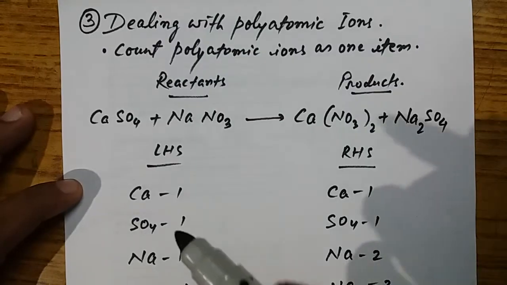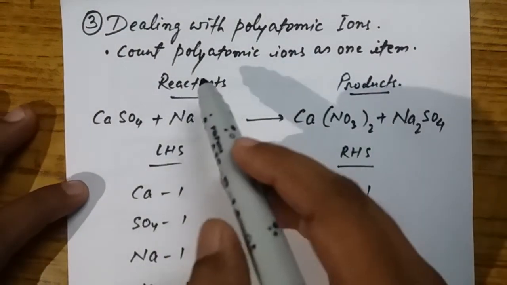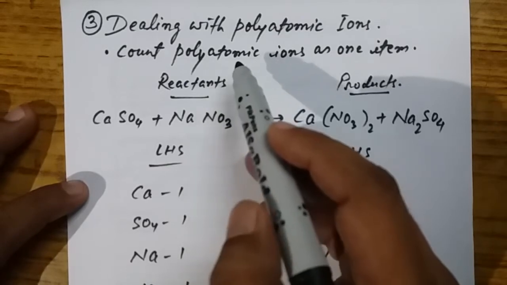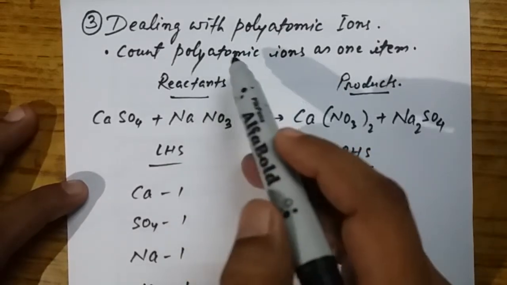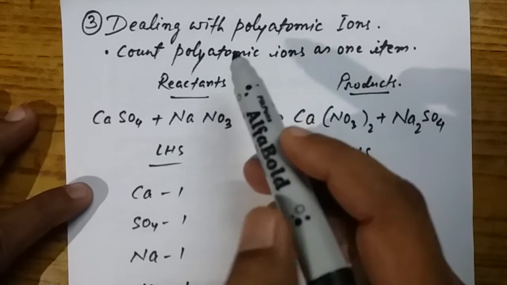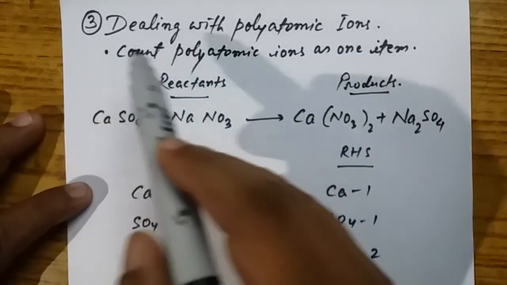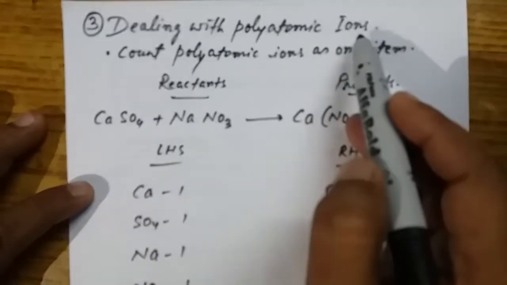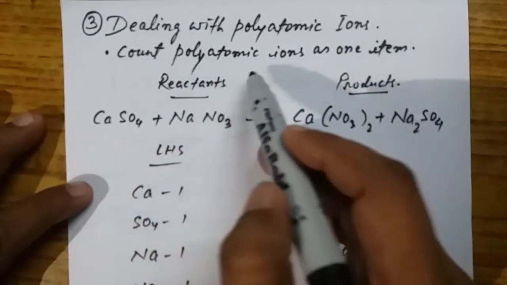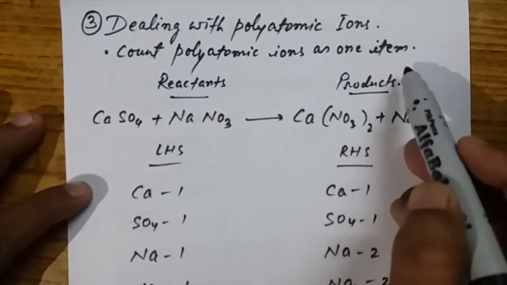Hello students, in the last video I have given you 2 points to remember while balancing the chemical equation, right? This is the third point I am giving to you. Dealing with polyatomic ions means count polyatomic ions as one item, right?